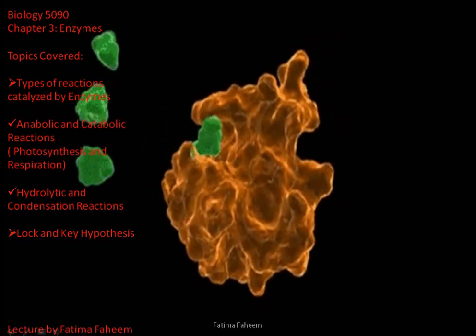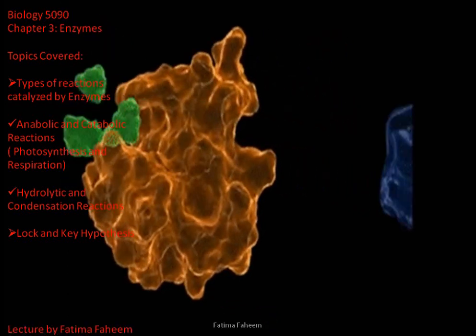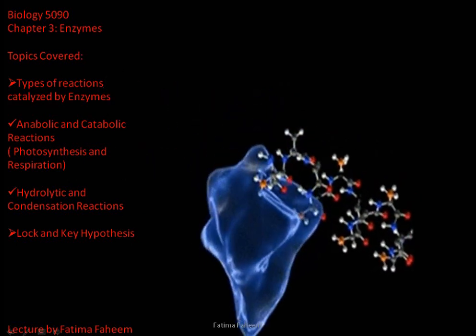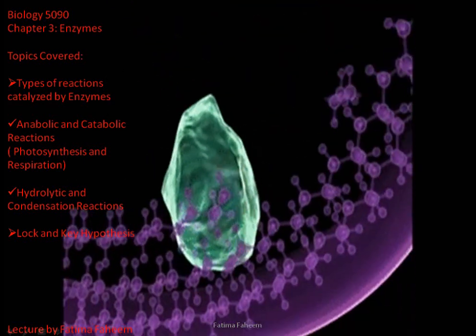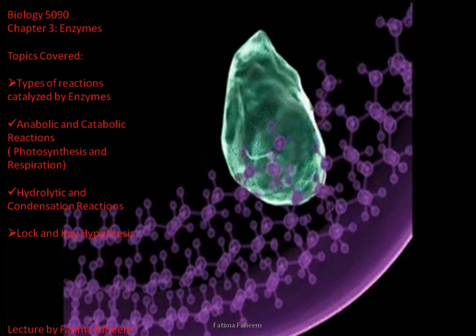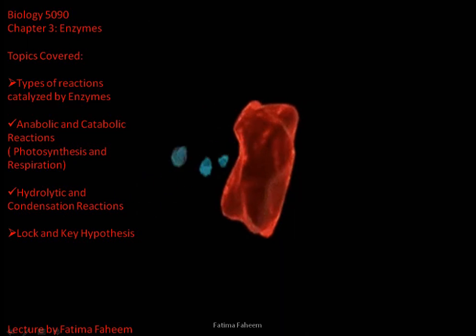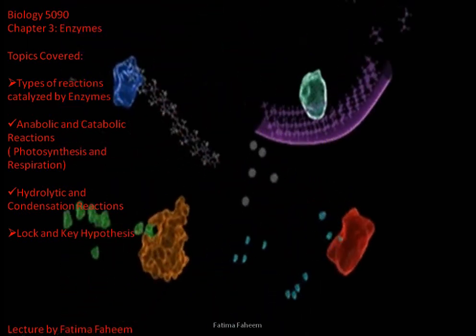Okay, students, this is chapter number 3, enzymes. In today's lesson, we will go through the types of reaction in which enzymes are involved. We call these reactions enzyme catalyzed reactions. These include anabolic and catabolic reactions.